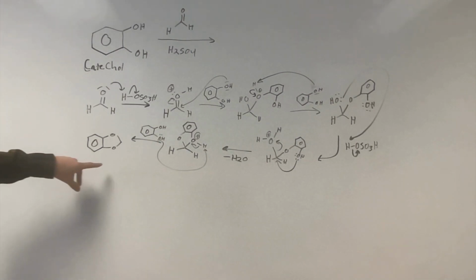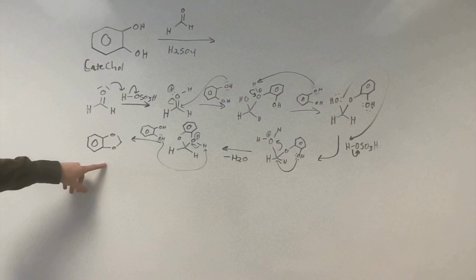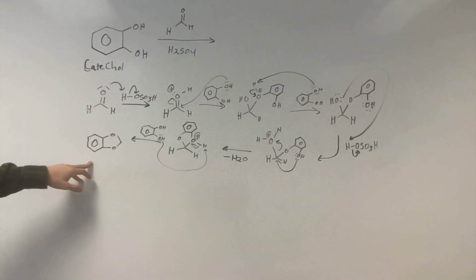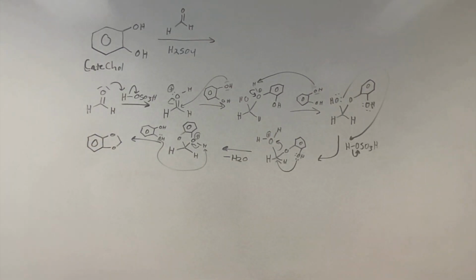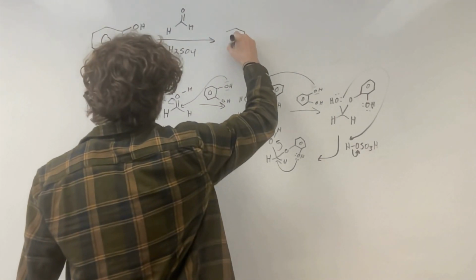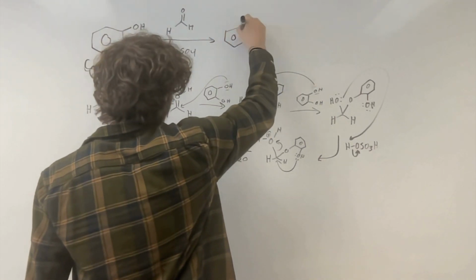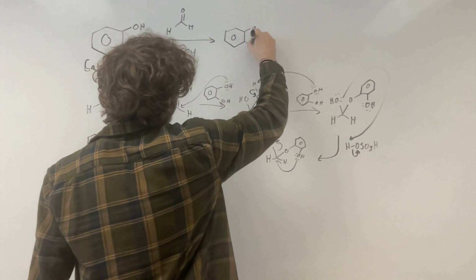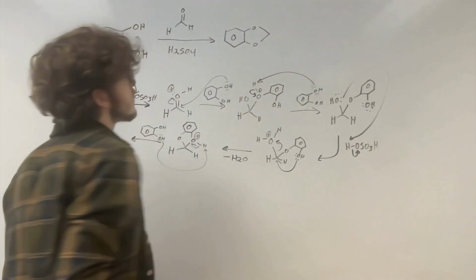So we have a 5-membered ring product here connected to our benzene ring. That is the product that we get when we react this with formaldehyde. So if we were to draw the product given the mechanism we just have drawn, it would look something like that.